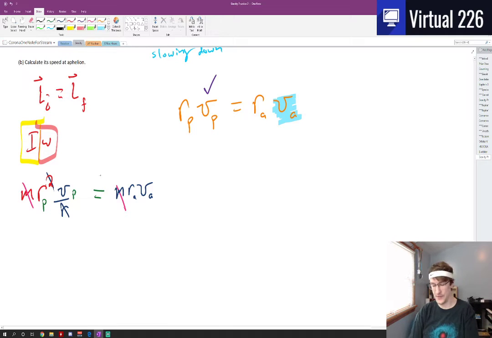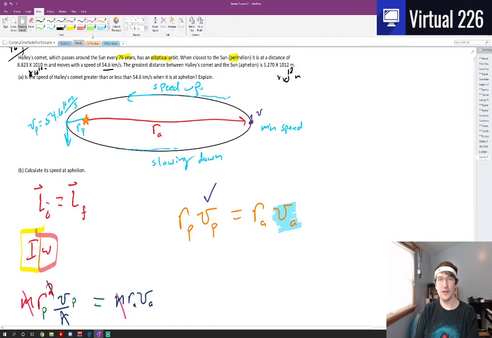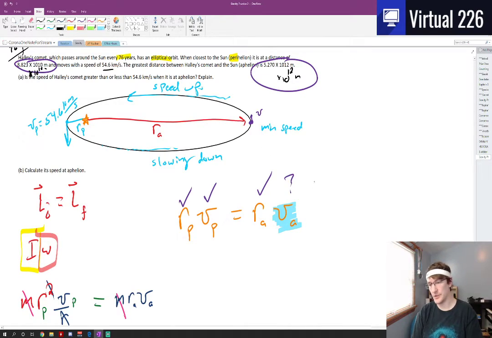That was the 50-something kilometers per second. We have the radius right here, 8.823 times 10 to the 10th, and we have the radius here, or rather the position, I keep saying radius, I mean position, of 5.27 times 10 to the 10th. So we can solve for that unknown. We just got to shove in the numbers.